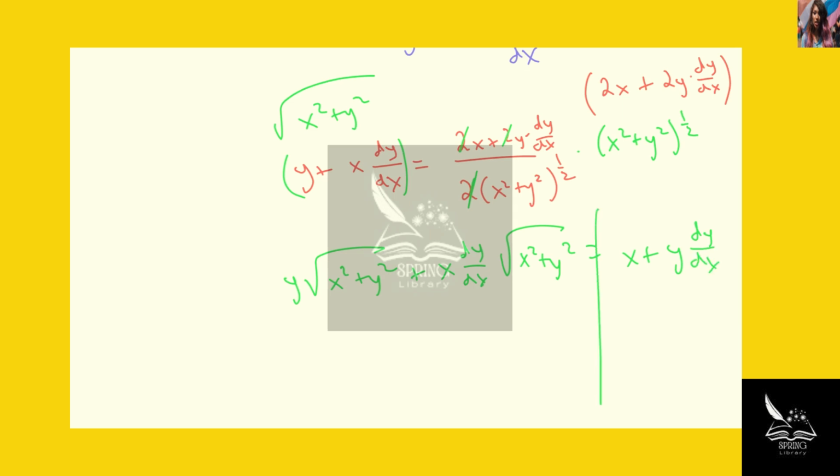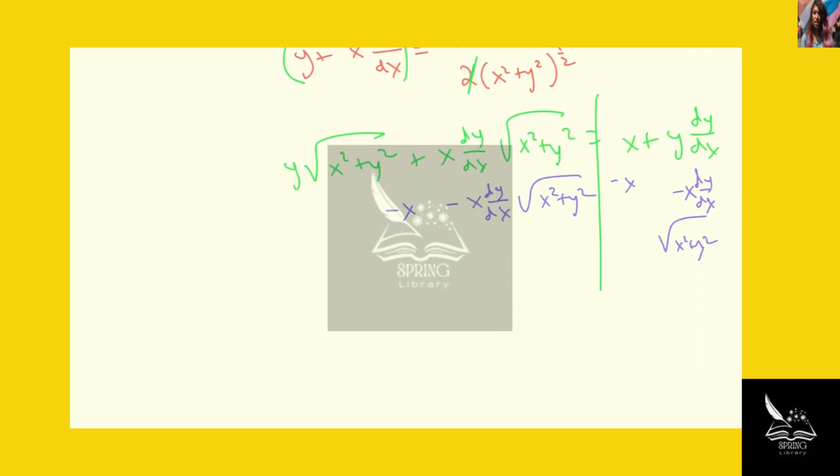Then I still want to get dy over dx by itself, so I'm going to subtract x from both sides, and then subtract this x dy over dx square root of x squared plus y squared from both sides as well. Sorry, this is a little sloppy. This cancels, this cancels. So on my left side, I have y square root of x squared plus y squared minus x equals y dy over dx minus x dy over dx square root of x squared plus y squared.